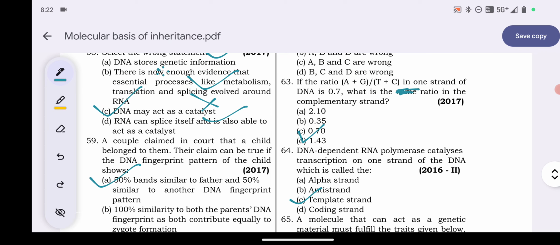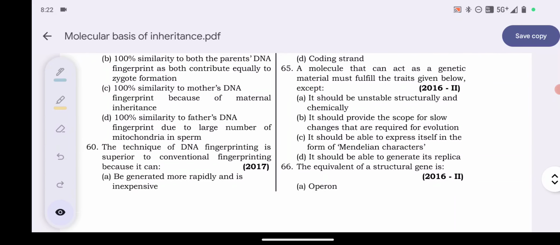Okay. Next, 65. A molecule that can act as genetic material must fulfill the traits given below, except: A, it should be unstable structurally and chemically; B, it should provide the scope for slow changes that are required for evolution; C, it should be able to express itself in the form of Mendelian characters; and D, it should be able to generate its replica. So here except is asked, so A will be the answer.